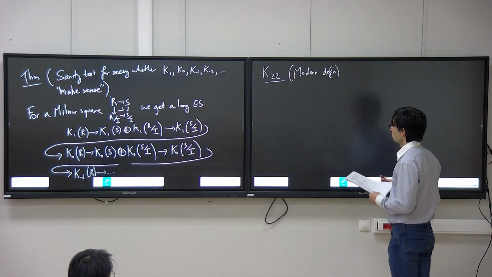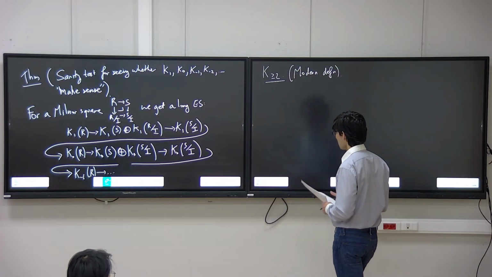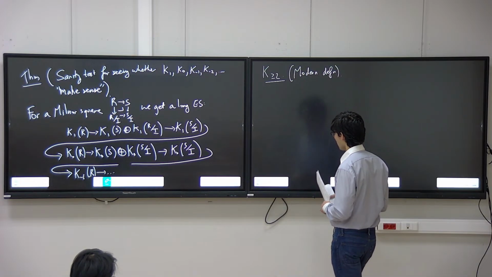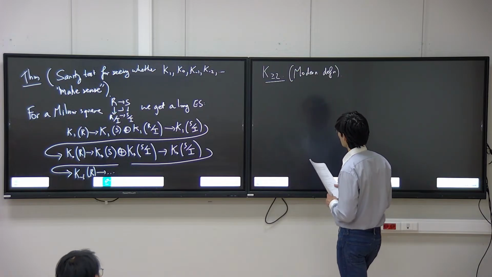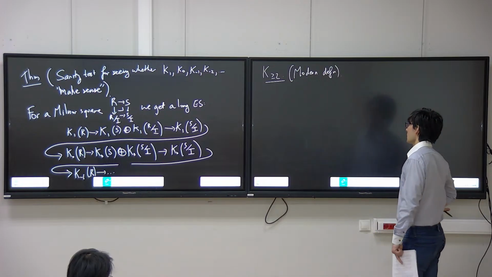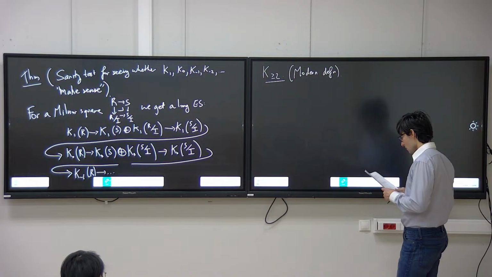The modern definition kind of uses Lurie's infinity categories. I briefly recall some things, but I'm not expecting everyone to know infinity categories, but you can certainly ask questions if you want clarifications.